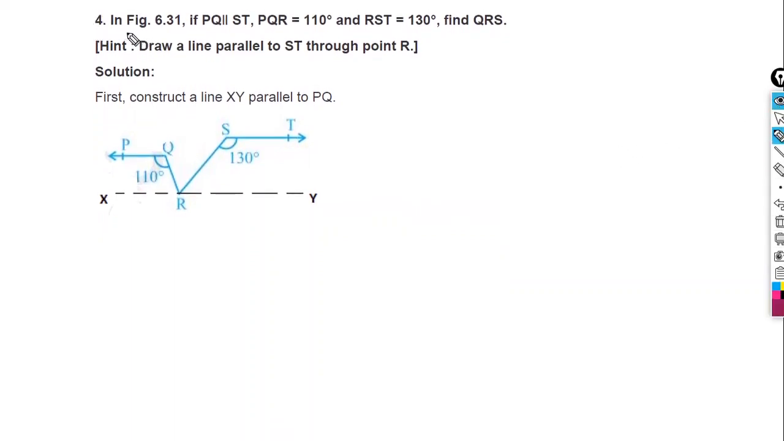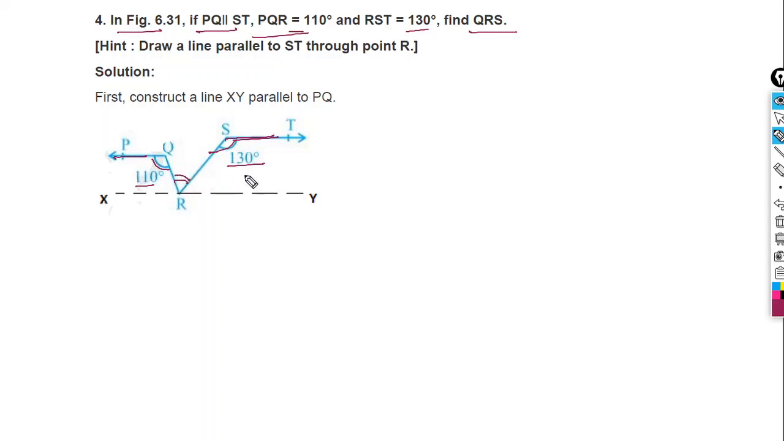Okay, in this figure, PQ is parallel to ST. These two are parallel edges, not lines. Now angle PQR is equal to 110 degrees, and angle RST is equal to 130 degrees. Find QRS. We need this angle QRS.